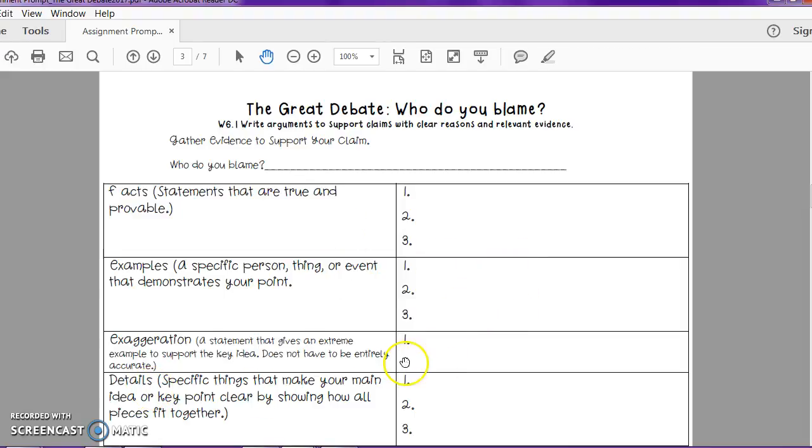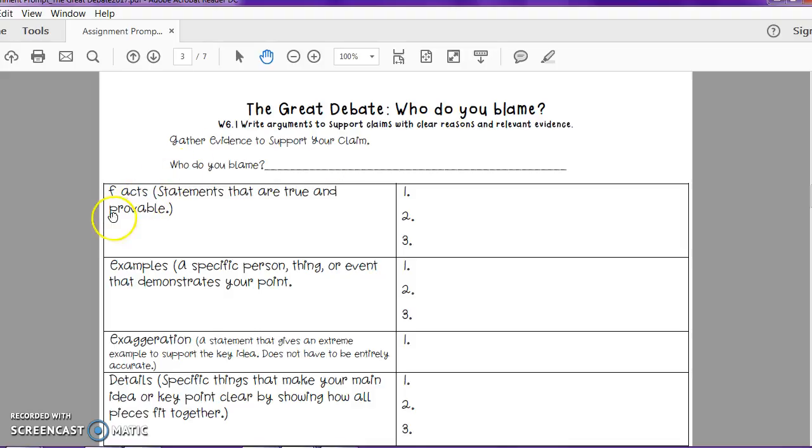So just to clarify and make sure everyone understands how to do FEEDCATS, I am making this little video, so hopefully this helps. If not, please feel free to ask more questions so that I may be able to help you. All right, so FEEDCATS is basically an acronym, and it's a way for us to gather our evidence to support a claim that we're making. And the claim that we're making is basically, who do we blame? So who are you blaming, or what are you blaming for the sinking of the Titanic?